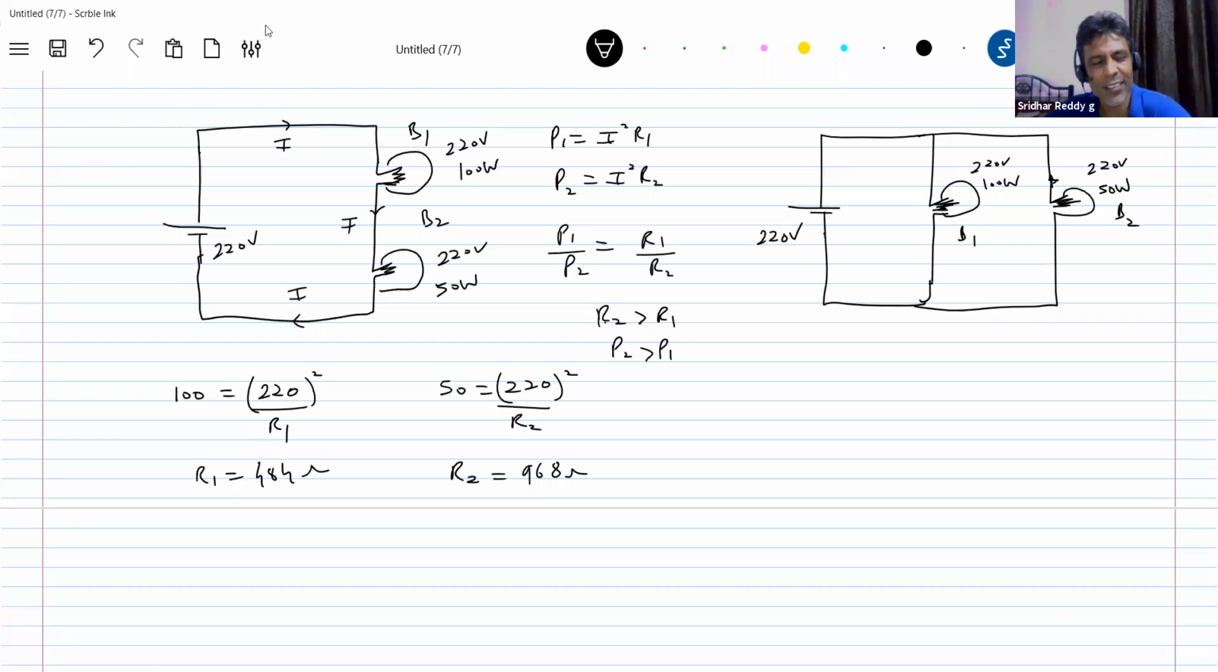Getting the idea? Which will have more brightness? What is brightness? Who will determine brightness? The power dissipated across the bulb is directly proportional to brightness. This is a golden rule. The brightness of a bulb is directly proportional to the power dissipated across the bulb.